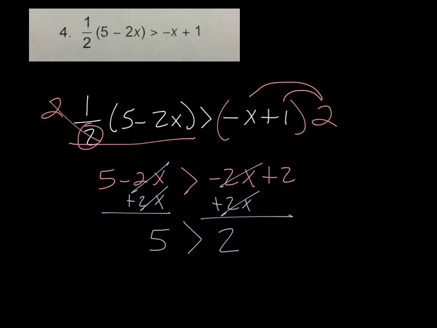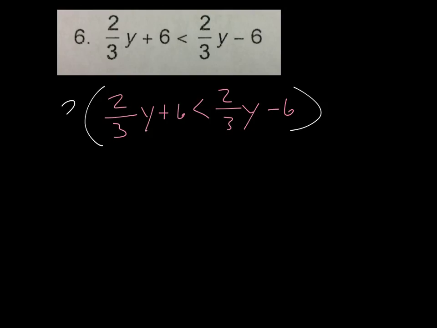Well, there are no more variables. All my variables have canceled out. Now, that is okay. So when is 5 ever greater than 2? Well, all the time. So therefore, it would be infinite solutions. So any number you pick will be able to support that answer. All right? Now, let's go to the next problem.